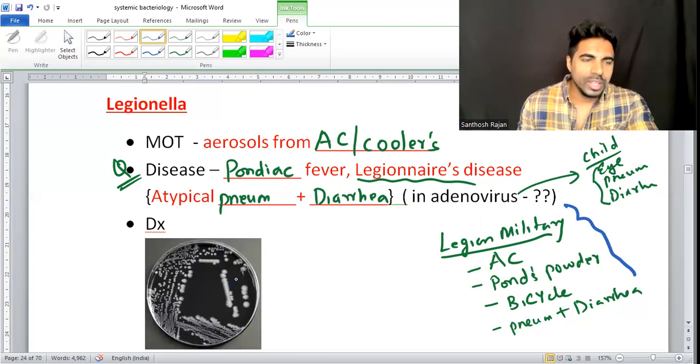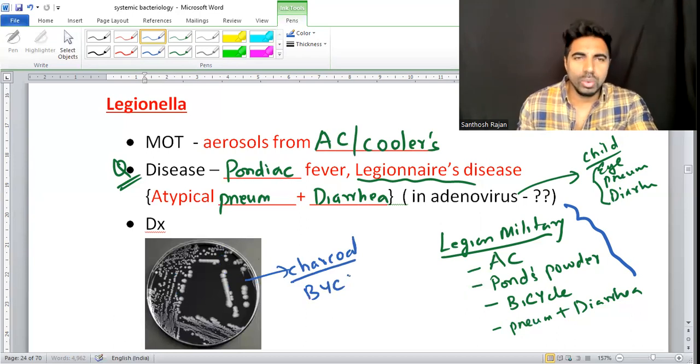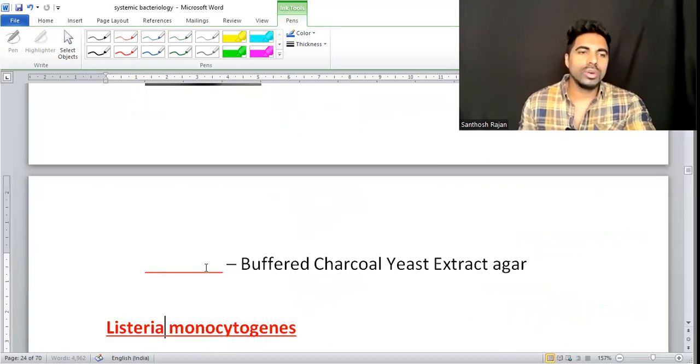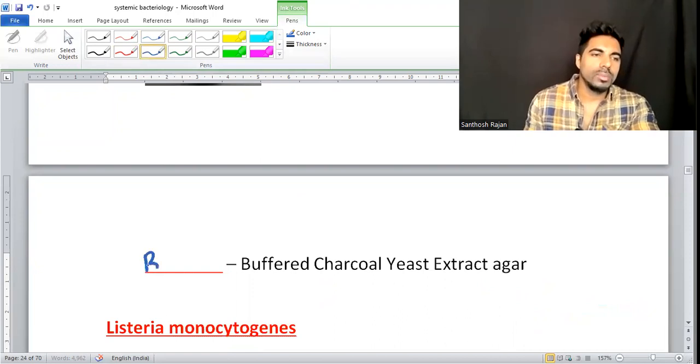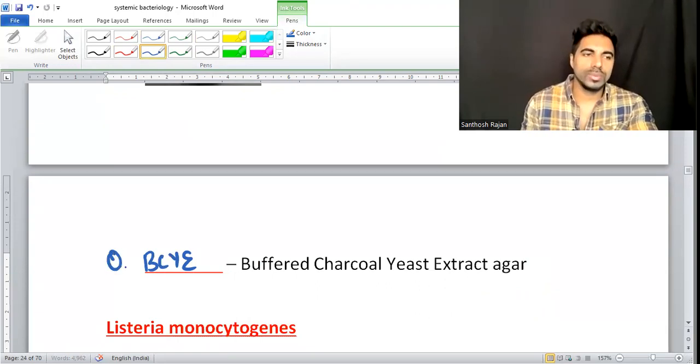Again, one black color. Black color means definitely charcoal media. What do we call it completely? BYC or BCY, both are fine. BYC, bicycle, I told you, Legionella goes on a bicycle. So how do you write it? BCYE, buffer charcoal yeast extract. If charcoal comes in a question, you will think about this one.